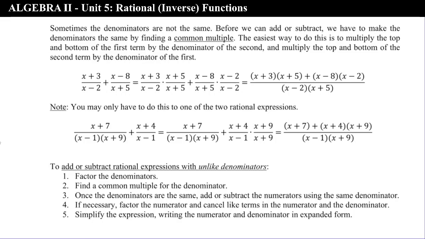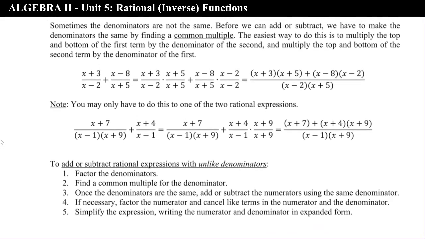Okay? So here are the steps to add or subtract rational expressions with unlike denominators. First, factor the denominators. Find a common multiple for the denominator. Once the denominators are the same, add or subtract the numerators using the same denominator. If necessary, factor the numerator and cancel like terms in the numerator and the denominator, and then simplify the expression, writing the numerator and denominator in expanded form. Okay, I know that sounds like a lot, but I'm going to walk you through 4 examples of how these work.